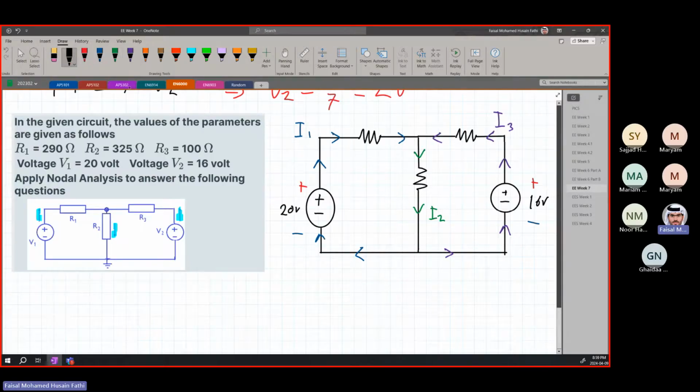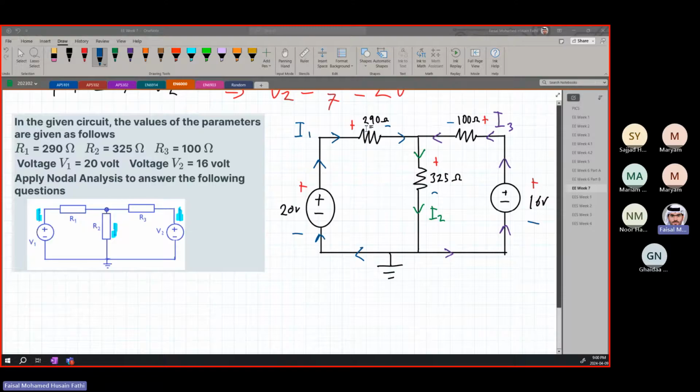Right? So if we look, how many nodes we have here? First of all, let's finish drawing this. We have a ground over here. And we have the resistors. R1 is 290 ohms. R2 is 325 ohms. And R3 is 100 ohms. All right. We know that the polarities will look something like this based on the assumed current direction. And now we can just start solving.